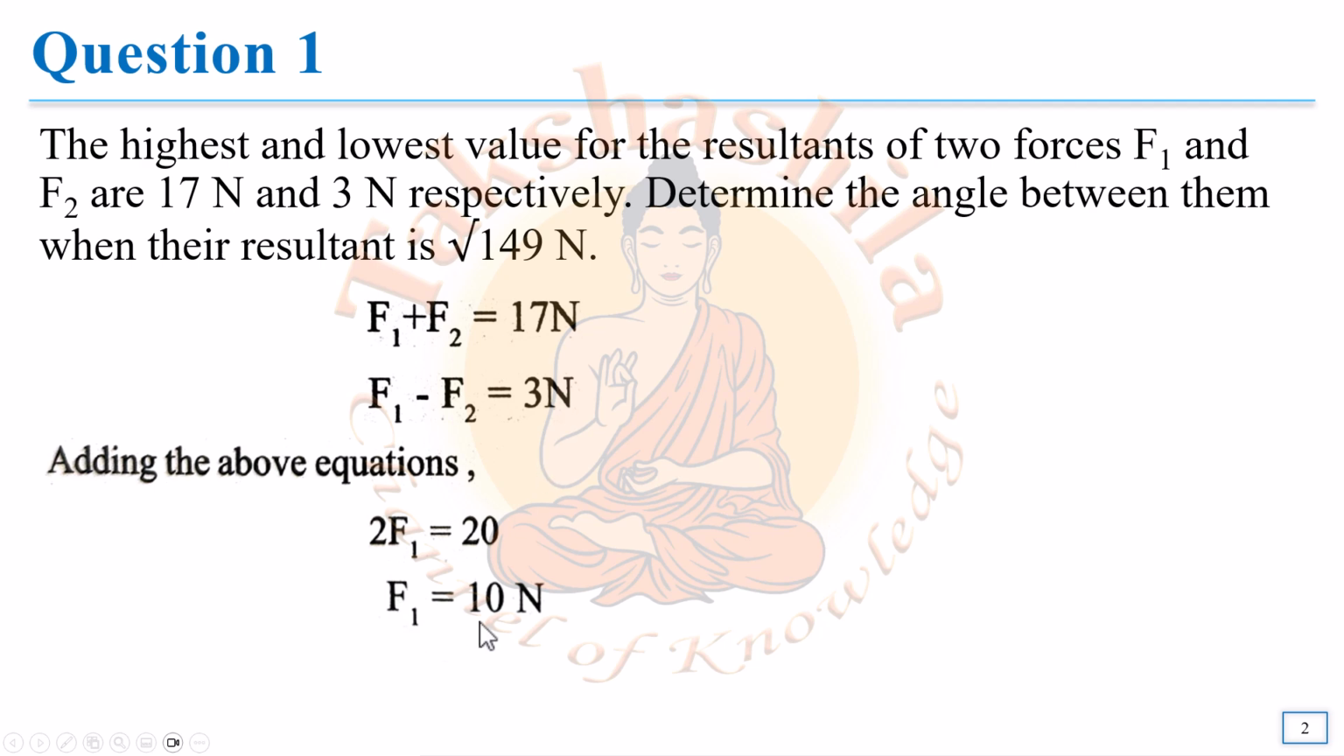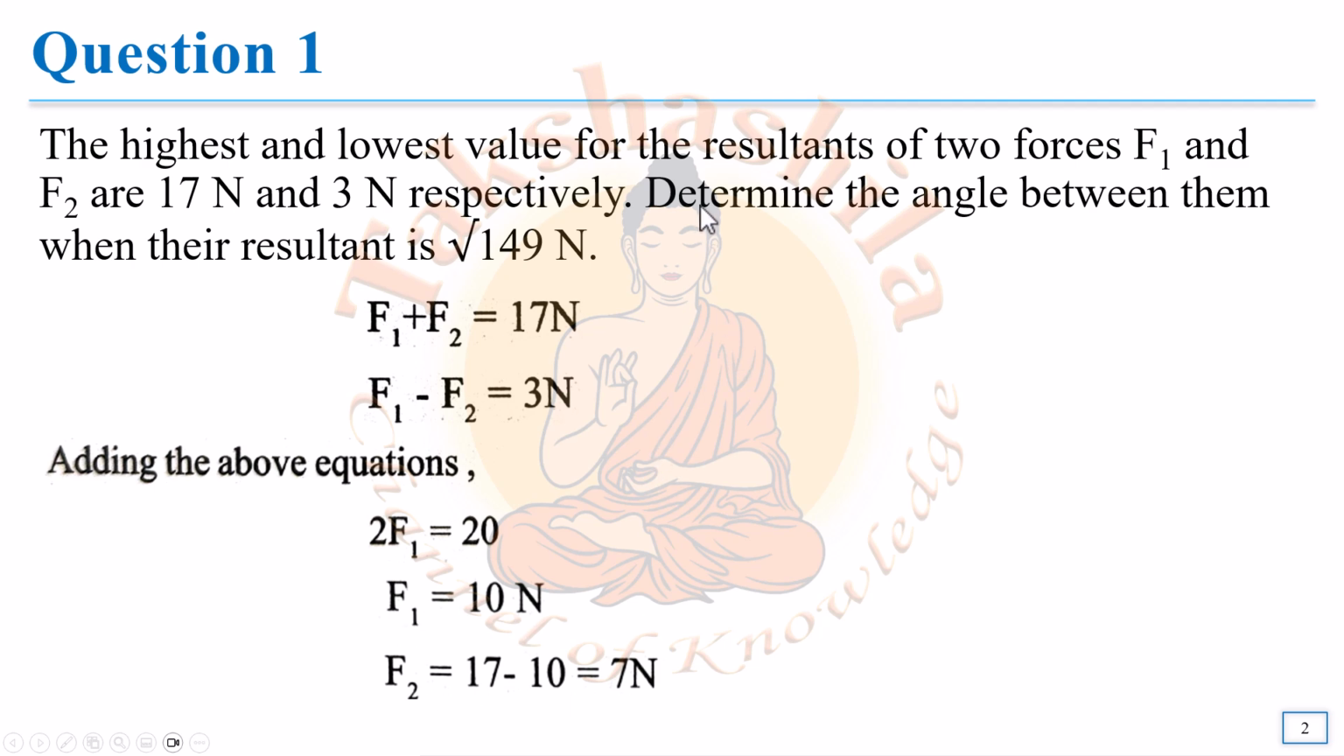Now we have the value of F1 and a relation connecting F1 and F2. So why don't we substitute the value of F1 in one of the relations and find the value of F2? I am just using the very first equation. Instead of F1, I am putting 10 Newton here. Then I will get F2 is equal to 17 minus 10, which is 7 Newton. Now I know the value of F1 as well as F2. F1 is 10 Newton, F2 is 7 Newton.